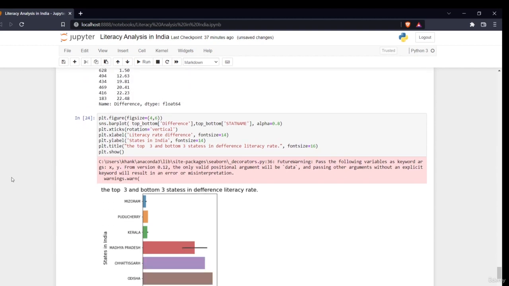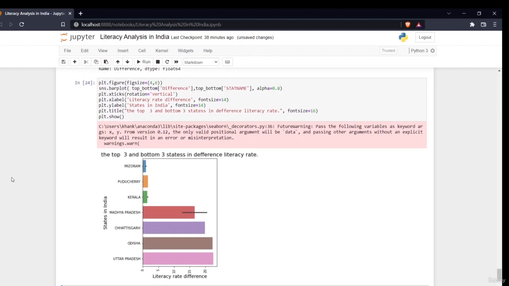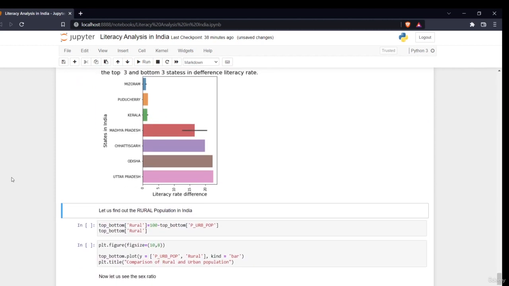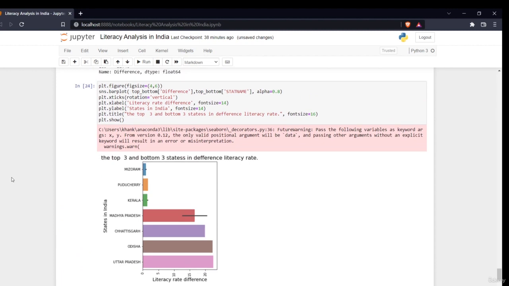Now we have seen the literacy rate, the male female ratio, and all the other things. Very few things are left. In the next session we'll see the rural population, and the sex ratio on the basis of different states. That will be our last analysis. Then we'll try to find different conclusions on the basis of that. So let's proceed to the next and final section.